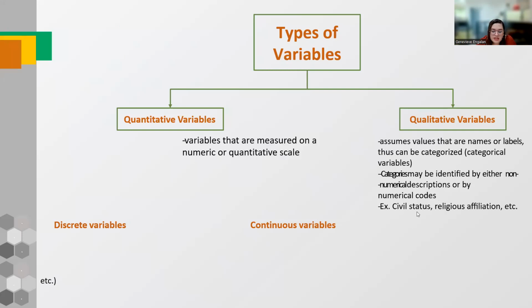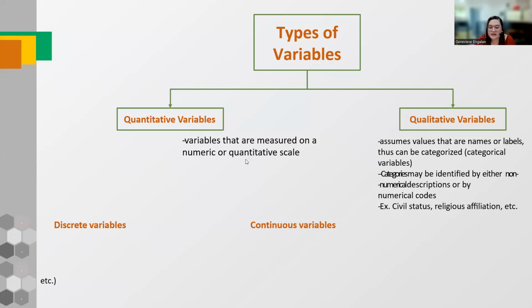So categories may be identified by either non-numerical descriptions or by numerical codes. For example, we have civil status, religious affiliation. Okay, qualitative variables, again, names or labels. Also qualitative, for instance, we have the telephone number. Though the telephone number is a number, that is treated as qualitative because it has no weight, no? It doesn't mean that 3415903 is greater than 0. Okay? So, it is like codes, right? So, names or labels. So, that is qualitative variables.